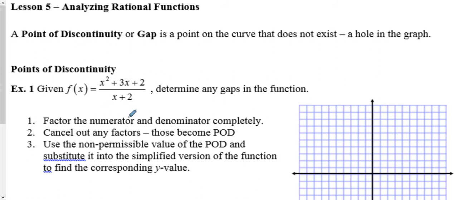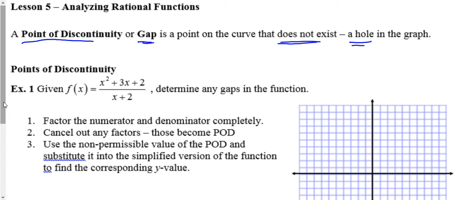Today's lesson is going to be analyzing rational functions. So what we're going to be doing today is taking a look at graphs and how they graph out as a rational. The very first thing that we're going to talk about is something called a point of discontinuity. This is basically a gap or a hole in your graph. So it's a point on the graph that does not exist. That's basically what you need to know: it doesn't exist on the graph.